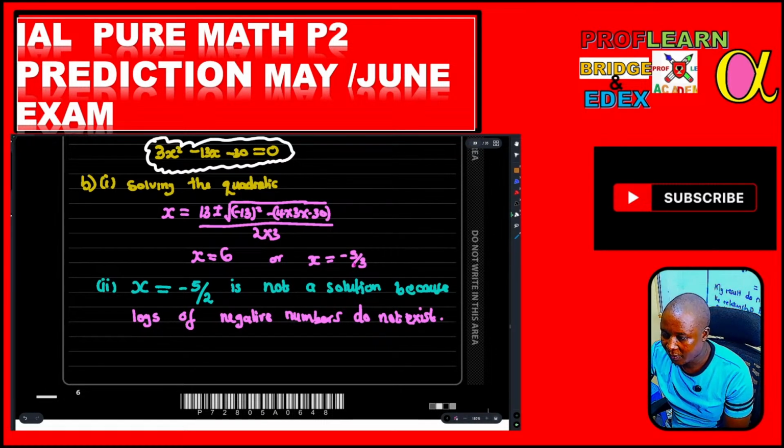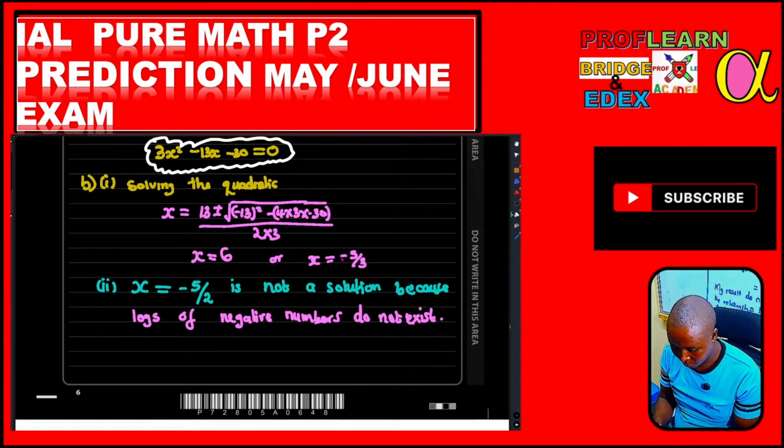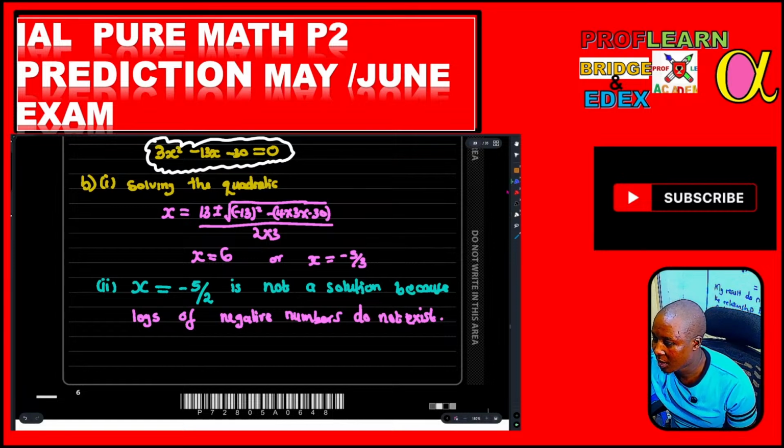This is -5. Let me check, -5 over... I need to check this so that we can confirm which answer was supposed to be. It will be 6, and the other one is -5 over 3. So these are the two answers we were supposed to get, and in that case we can say which root is not a solution of the equation that we were given.